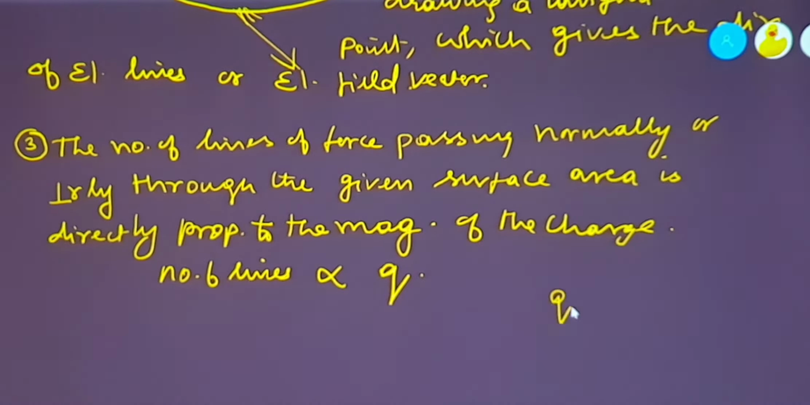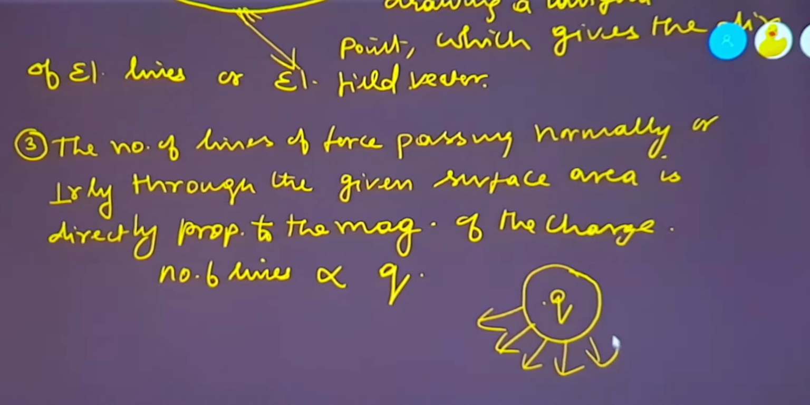See, if I am having a charge, around this charge you are having an electrical field. If you are having an electrical field, electrical lines of force will be available. Those electrical lines of force are acting perpendicular to what? Perpendicular to the surface. If you are considering the magnitude of this charge Q, if this charge Q is higher, the number of lines is also higher. If charge Q is lesser, the number of lines is also lesser.